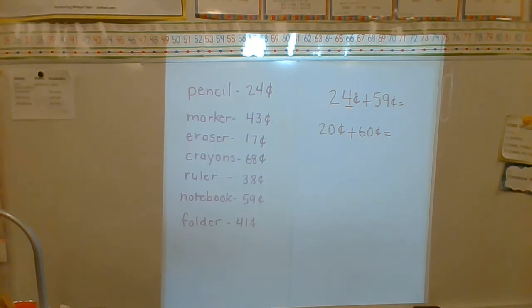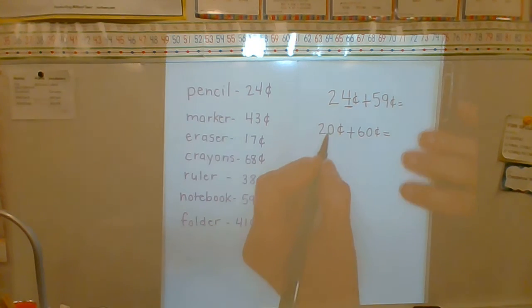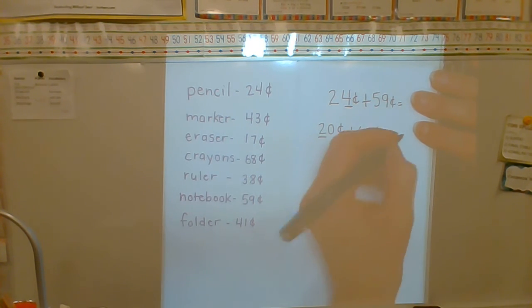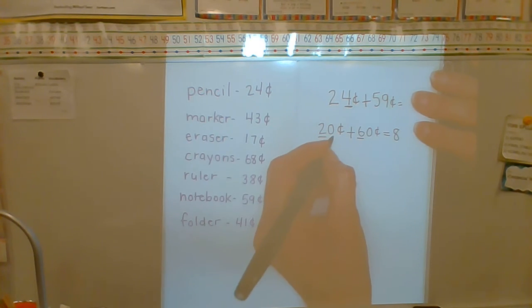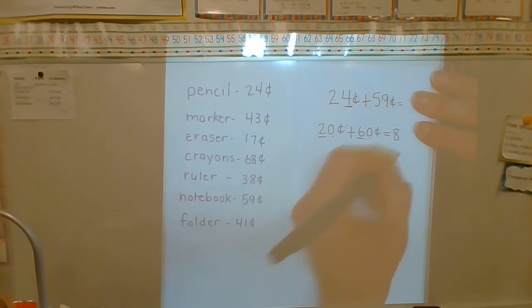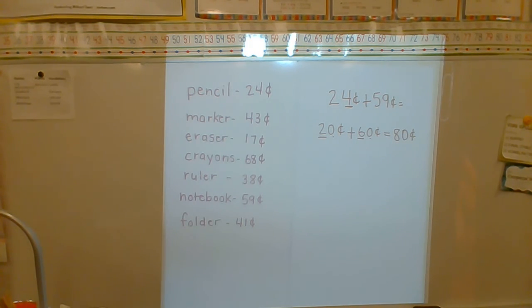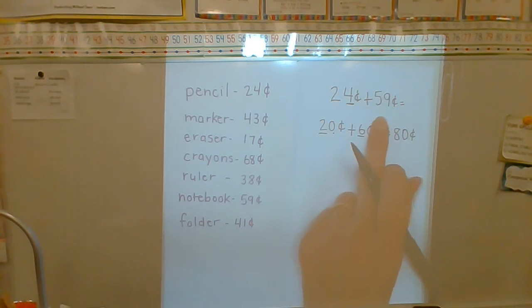All right, now remember, we can add our tens place. What is 2 plus 6? It's 8. What is 0 plus 0? 0. Our estimate is showing that we don't have enough money to buy it. But remember, an estimate really is just your best guess. We don't really know until we add the true numbers, 24 cents and 59 cents.